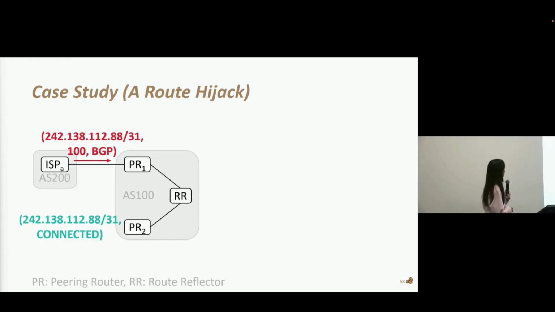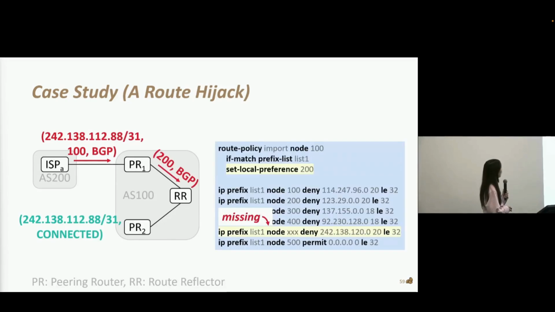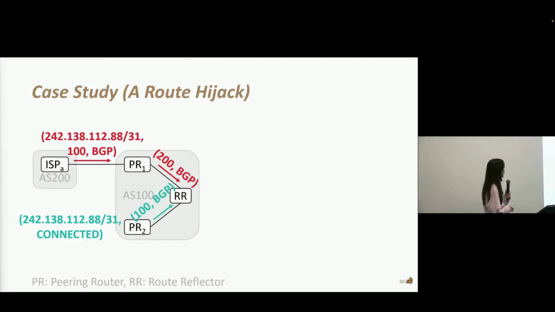It begins with SPA announcing a /31 prefix to PR1. And it is permitted by PR1's import policy, which is misconfigured because of missing a deny entry to deny this specific prefix. And the local preference is set to 200. At the same time, the connected route at PR2 is redistributed into BGP and then propagated to the route reflector. However, at the reflector, it chooses the external route because of having a higher local preference.